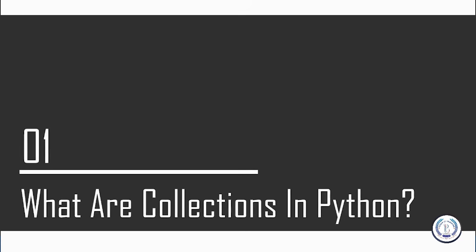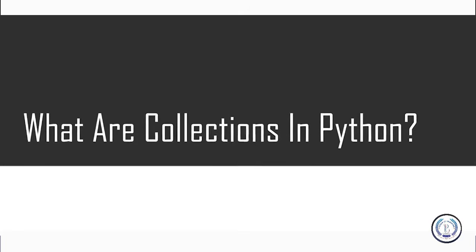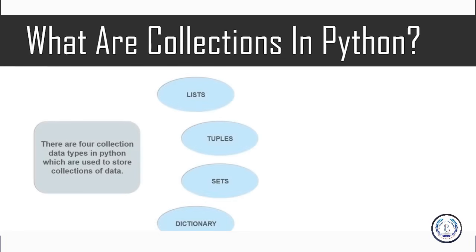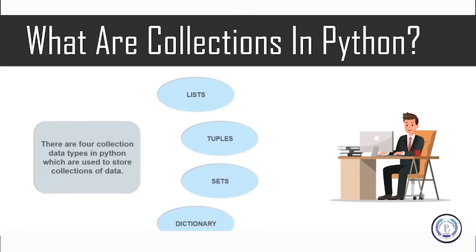Now, without wasting any more time, let's understand what collections in Python are. Collections in Python are basically container data types, namely list, sets, tuples, and dictionary. They have different characteristics based on the declaration type and the usage as well. So let's take a look at each of them.